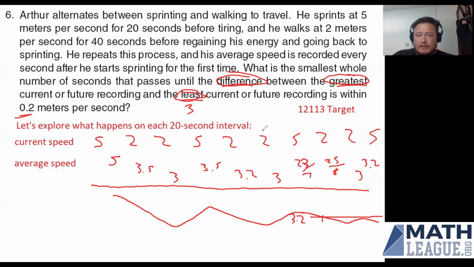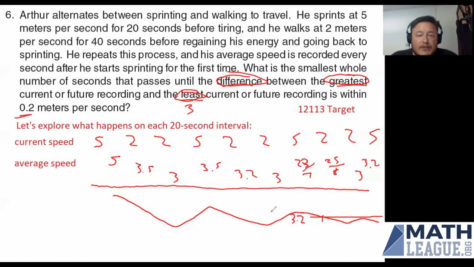After 1 minute, after 2 minutes, and then after 3 minutes, we're down here. Somewhere in this 3rd minute, we're going to hit 3.2 meters per second as our running average. And at that point, we'll never get back above 3.2 for our running average. So we just need to figure out where that is.